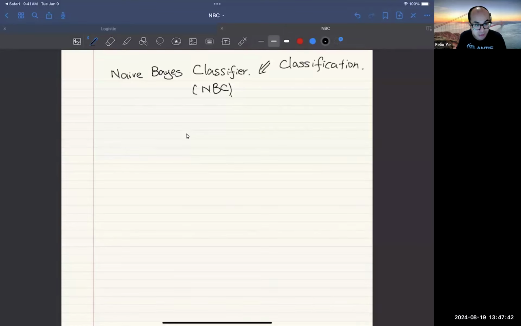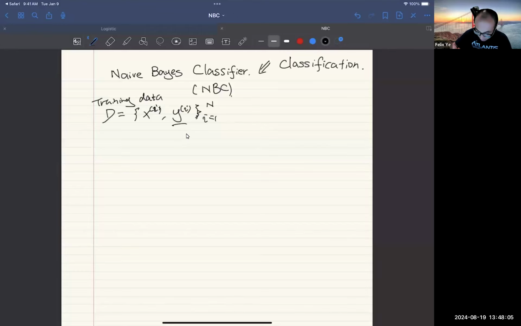Let's start with the setup. We have a training data, D, where x_i is a feature and y_i is the label, for i from 1 to n. This y here can be either binary or multi-class. It doesn't necessarily have to be binary. It can be multi-class as well.